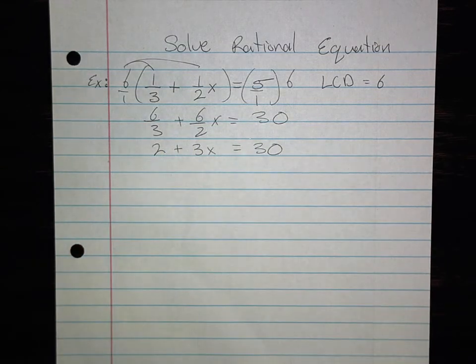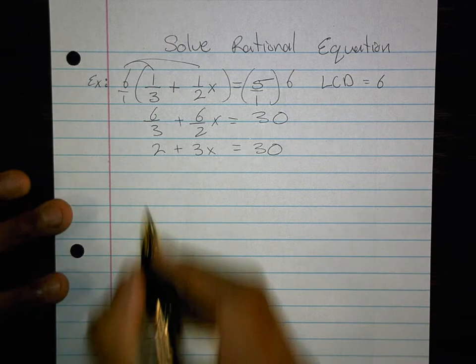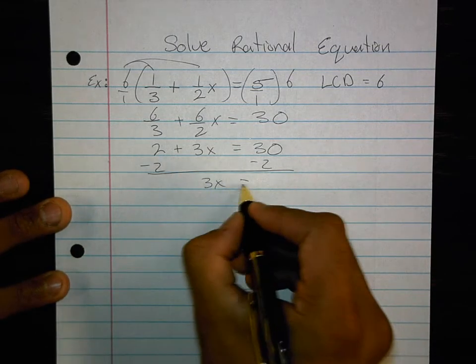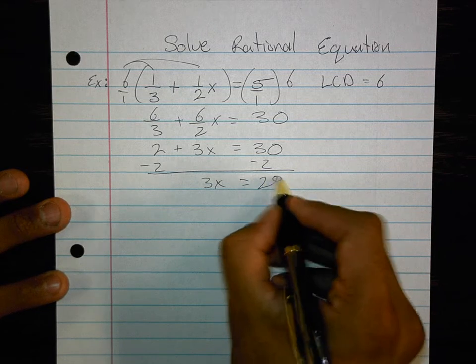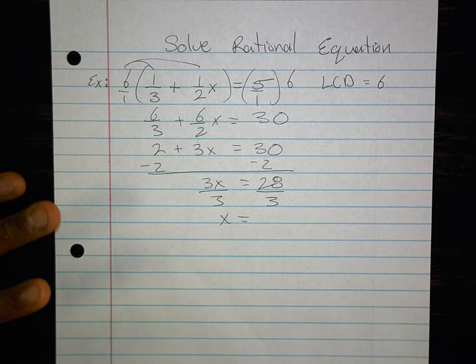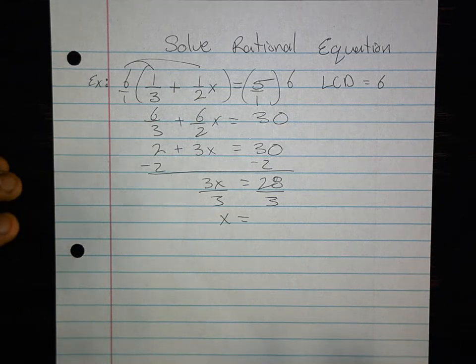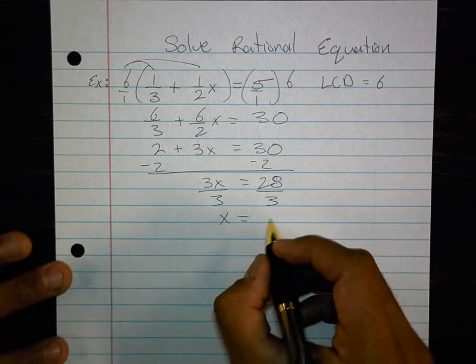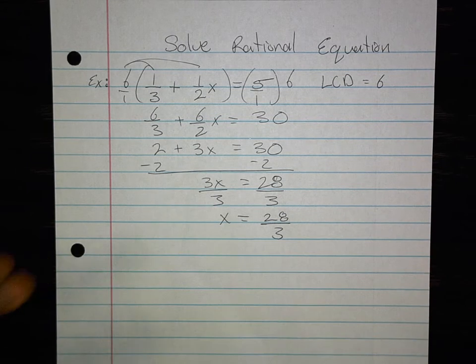And you can see right now, very quickly, this got easy. Subtract 2 to both sides. 3x equals 28. Divide by 3. And you can go ahead and solve. So when you go through this, this is also referred to as clearing fractions. It's the same idea. Let's do another one.